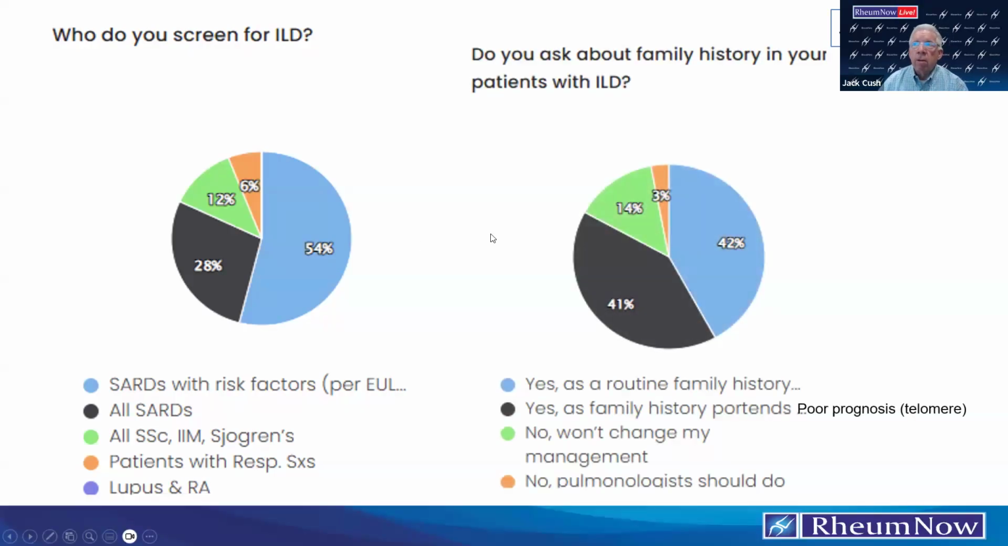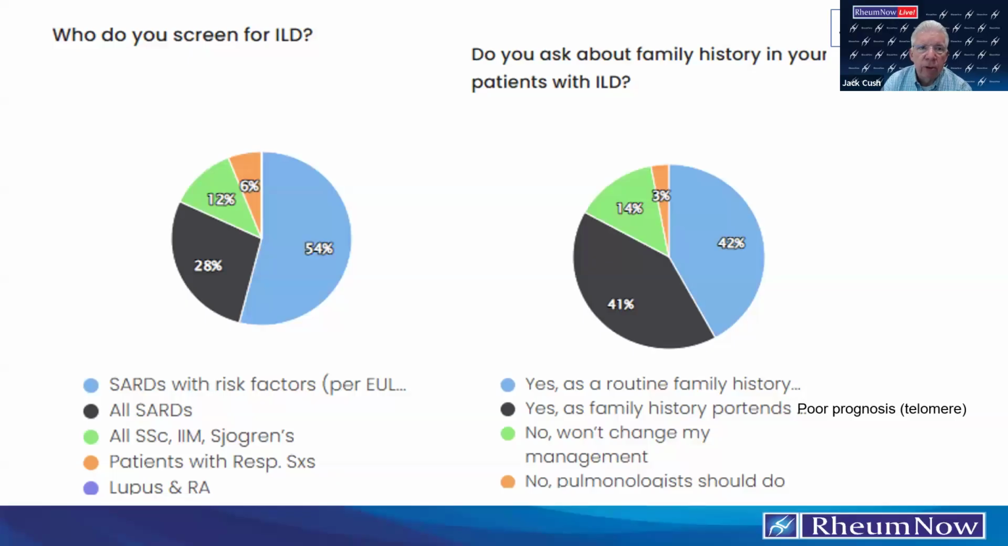Okay. Let's get into some of the other questions here. Family history. Do you ask about family history in people who may be at risk for ILD, and how does that play in? Of course, everyone in our audience said, yeah, you should do a family history because that's what you were taught in medical school. 42% said it's part of the routine thing that you're supposed to do, and 41% said that maybe if you find a family history, it can portend a worse prognosis and maybe a genetic link and telomere issues. 14% said no, because it's really not going to change my management.